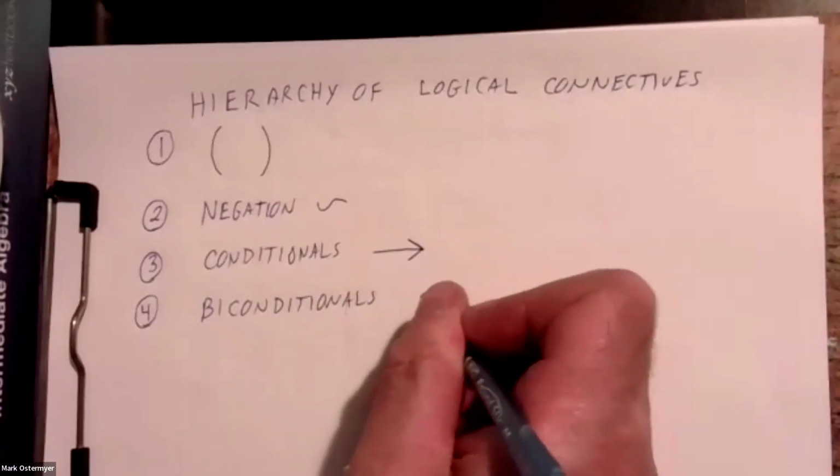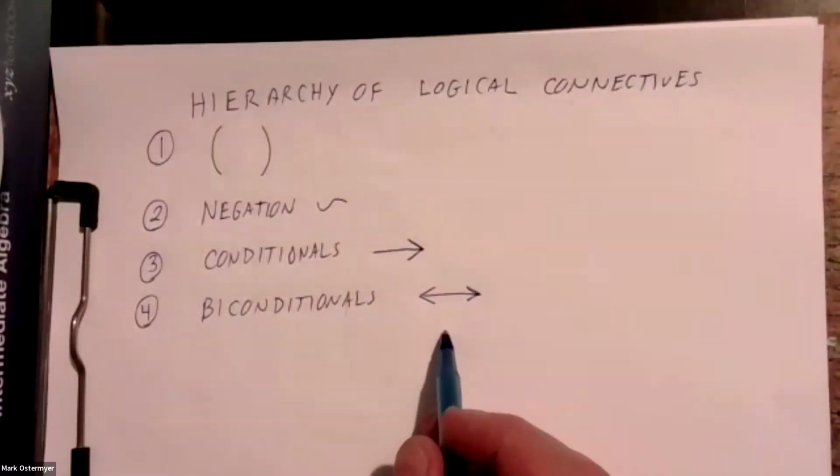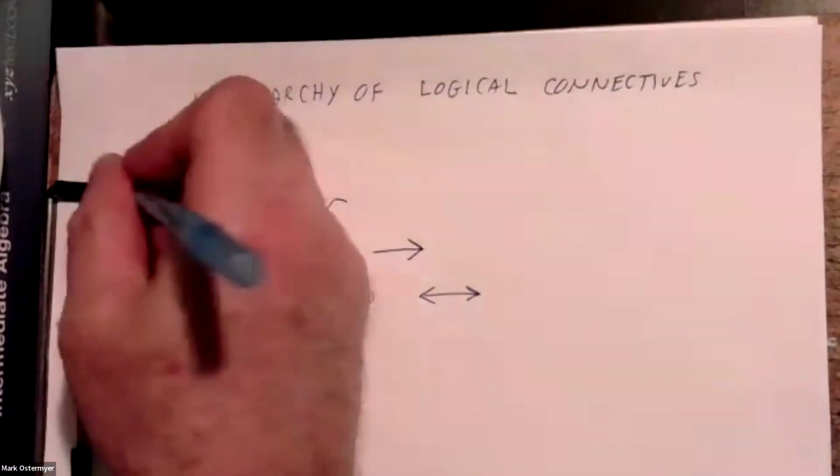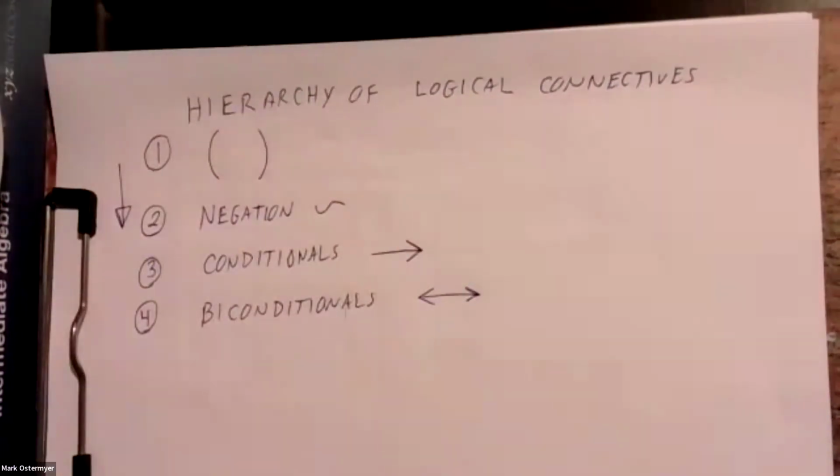So we look for the double direction arrow, the biconditional. So there you go, ladies and gentlemen. This is kind of like the order of operations for logical connectives. Always work inside parentheses first, then you do any negations next. Then deal with any conditionals, if then. Then last, you deal with the biconditionals, if and only if.